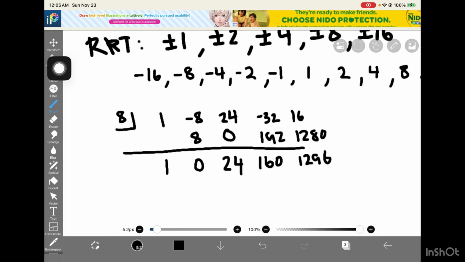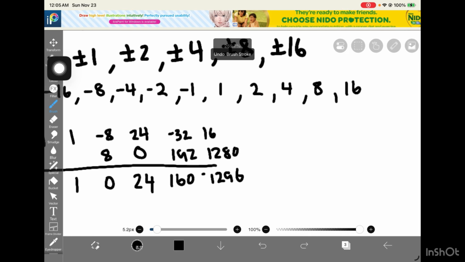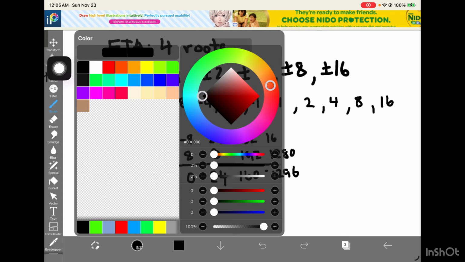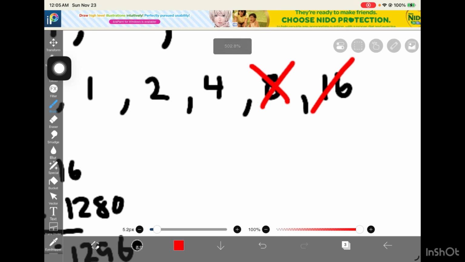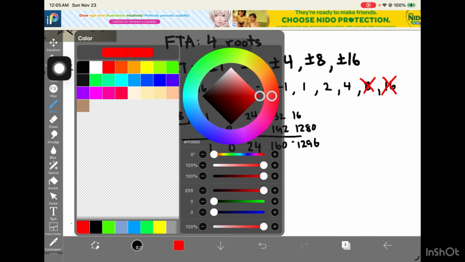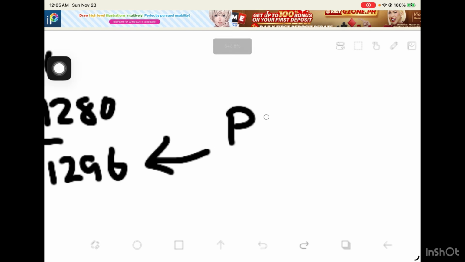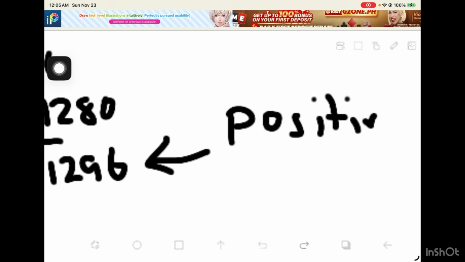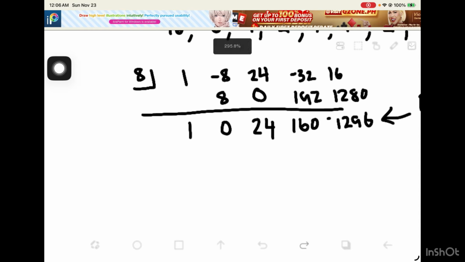Now by logic, if 8 results in this very large remainder, what happens if we use 16? Obviously, that will get you further away from a 0 remainder. So we can eliminate that as well. So 8 is an upper bound because all terms are positive and there's a remainder.